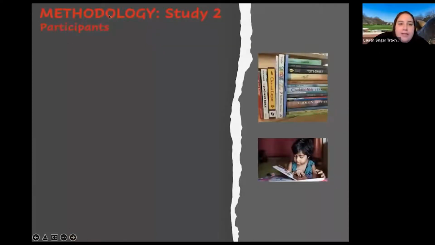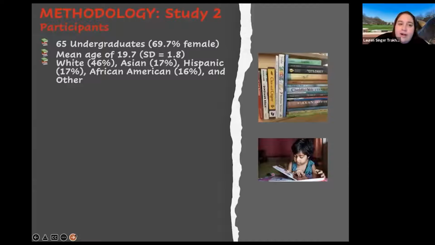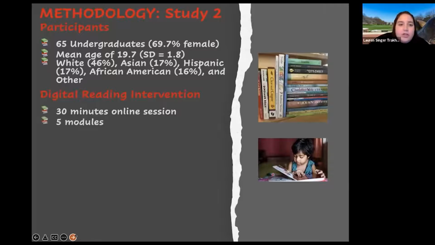Now let's look at the methods for study 2. So again, study 2 is where we introduce the intervention. Participants from study 1 were invited back to the lab 2 weeks later. We had 65 of the 70 return. So the demographics are almost identical to study 1. And again, this is the digital reading intervention. So this is the first of its kind, to our knowledge.